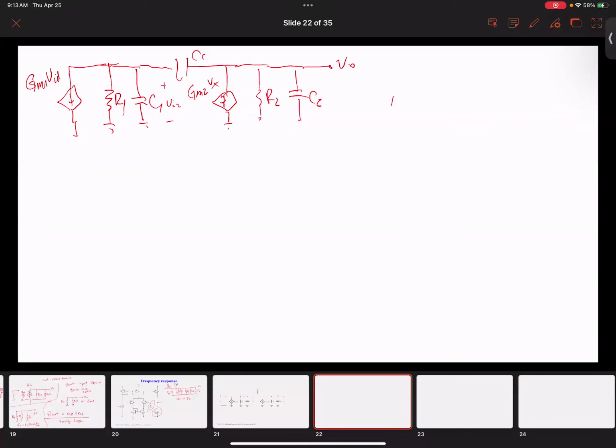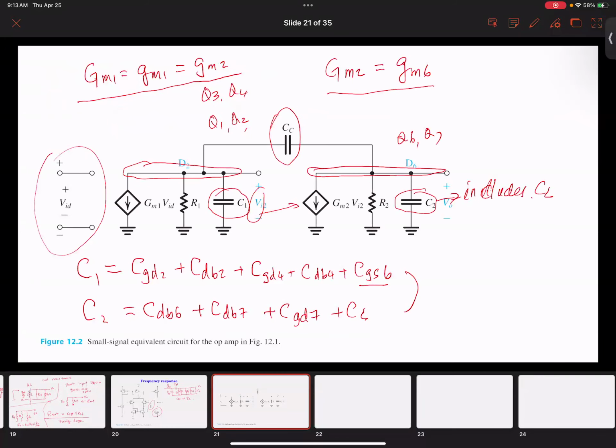Remember, in the previous lecture, we found R1 is equal to RO2 in parallel with RO4, and R2 equal to RO6 in parallel with RO7. So those are given. Now, we also have C1 and C2, which are defined on this page here. So I'm not going to rewrite it.